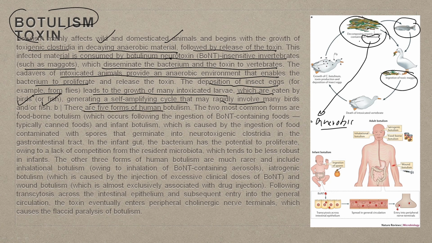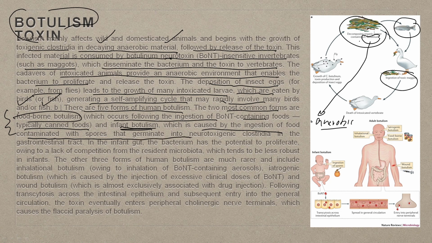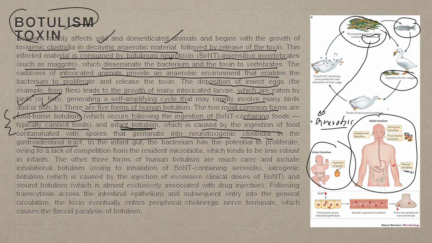There are 5 forms of human botulism. The 2 most common forms are foodborne botulism, which occurs following ingestion of botulinum neurotoxin containing food, typically canned food, and infant botulism, which is caused by ingestion of food contaminated with spores that germinate into neurotoxigenic Clostridia in the GI tract. And we will talk in detail about these ones. These are the 2. Okay.